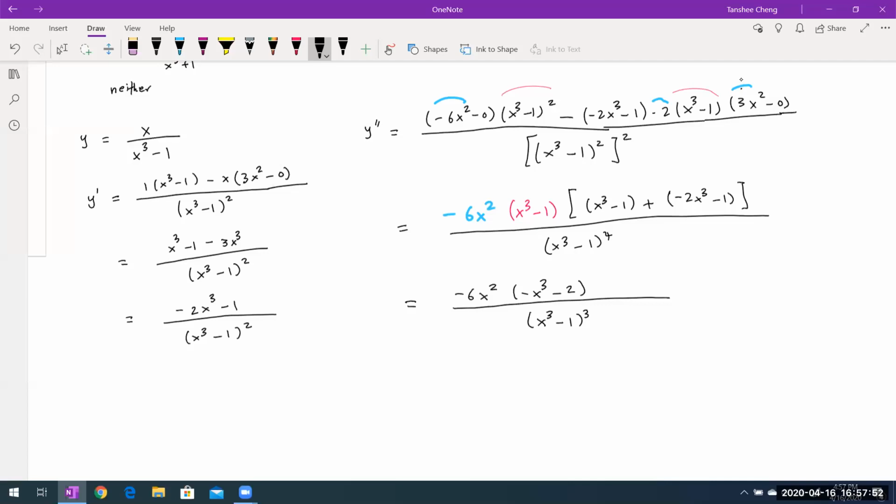So when you take the first derivative using the quotient rule, and after you simplify it, we got negative 2x to the third minus 1 over x to the third minus 1 to the second power.